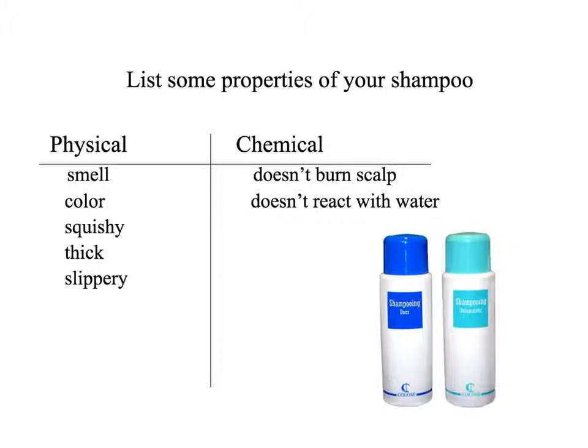So if we think about shampoo, something simple that we use every day, physical traits of shampoo might be its smell, its color, if it's squishy, if it's thick, if it's slippery, all using our five senses to describe it. But if we look at the chemical properties, two chemical properties we're very grateful for is when we put it on, it doesn't burn our scalp. And when we mix it with water, it doesn't react and create some strange reaction that could hurt us. Okay, those chemical properties are things to be grateful for. Even though it's not anything happening, the fact that it won't react is also a chemical property and something that definitely benefits us.